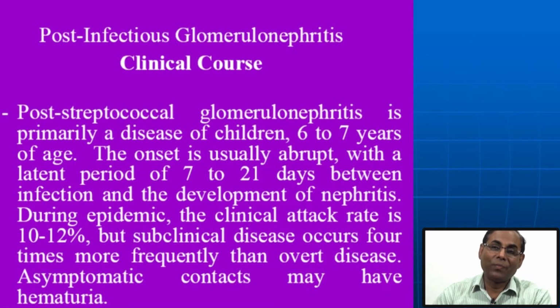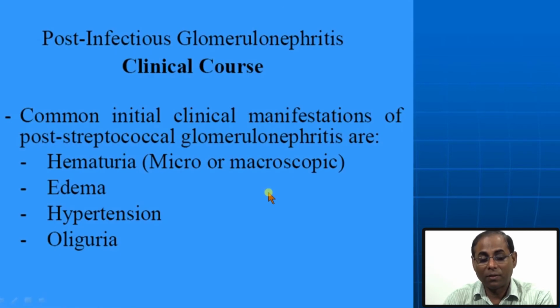Now the clinical course. The acute nephritic presentation, how do they behave? Usually, it is primarily a disease of children, 6 to 7 years of age, and onset is usually abrupt, with a latent period of 7 to 21 days between infection and the development of nephritis. This is important: there is a gap between the infection and the development of glomerulonephritis. During an epidemic, the clinical attack rate is around 10 to 12%. But subclinical disease occurs 4 times more frequently than overt disease. So, many of these children may develop mild proteinuria, mild hematuria, and not much other systemic manifestation. They don't come to the clinics or hospital.